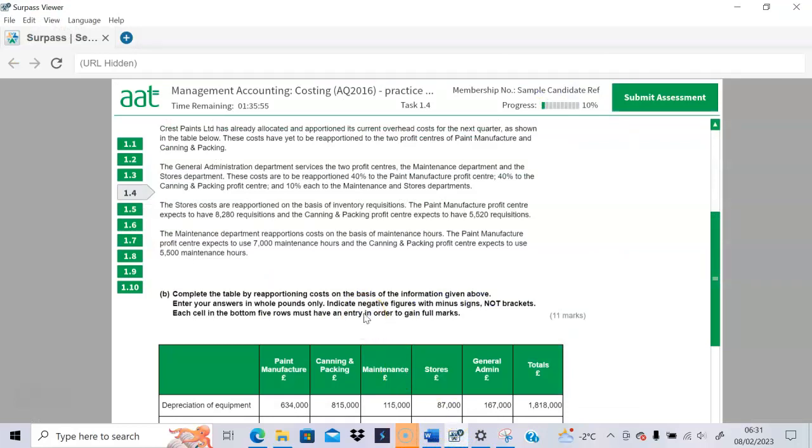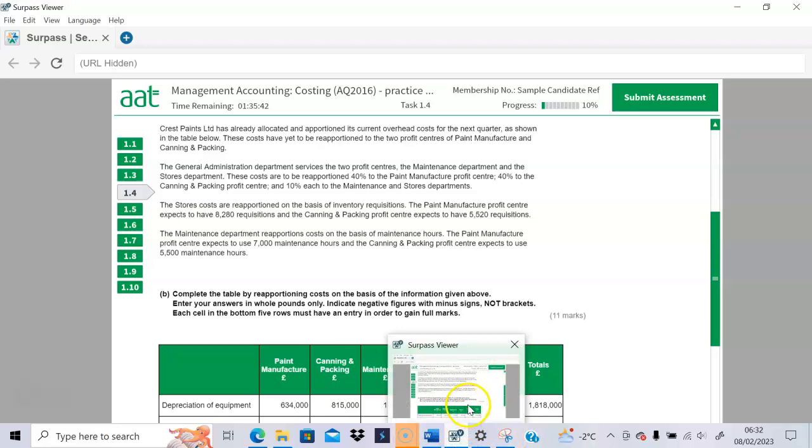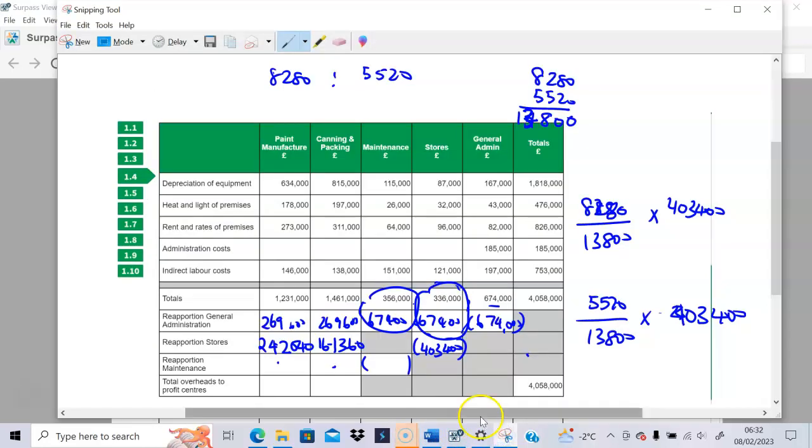Maintenance is based on 7,000 maintenance hours and 5,500 maintenance hours. So what we have here is 7,000 and 5,500. Add those two together, 12,500, and do exactly the same thing as we've been doing here, where we say, well, this must be 7,000 over 12,500 times, of course, this thing here, 356 plus 67,400.